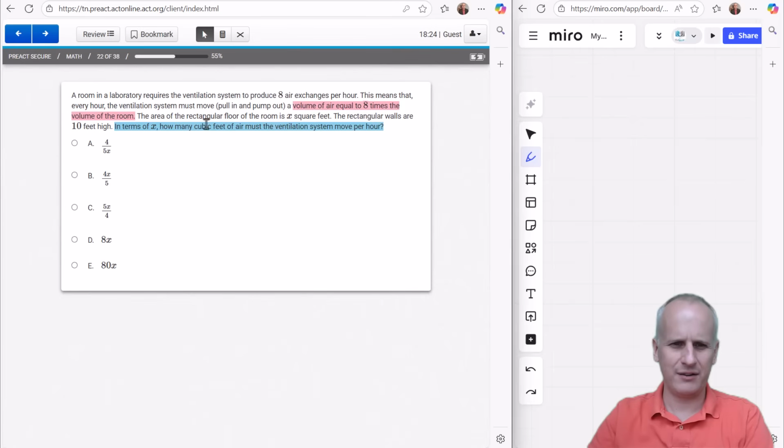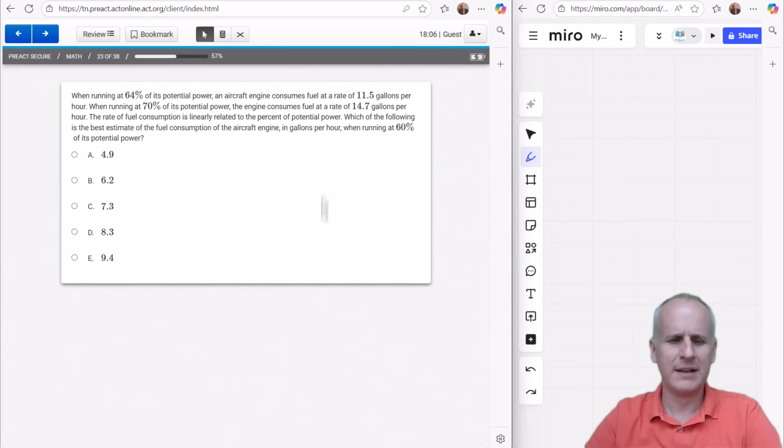And we know the area of the rectangular floor of the room is x square feet. The rectangular walls are 10 feet high. So the volume is just going to be 10 times x. And then we just got to multiply that 10 times x times 8 gives me 80x, and hopefully I don't really have to do anything else once I just follow the instructions for number 22 here.